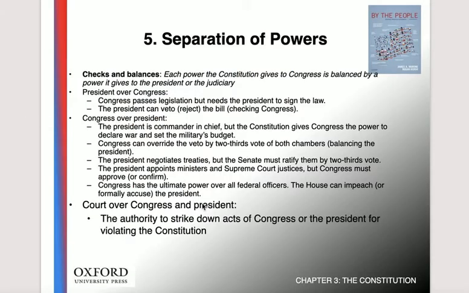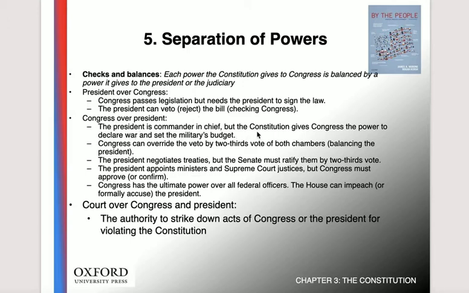The fifth problem is separation of powers. Because they didn't want the president or Congress or anyone to be too powerful, basically the Constitution gives a balanced power between the Congress, the president, and the judiciary. So the president over Congress: Congress can pass legislation, but the president can veto it. These are just some examples.